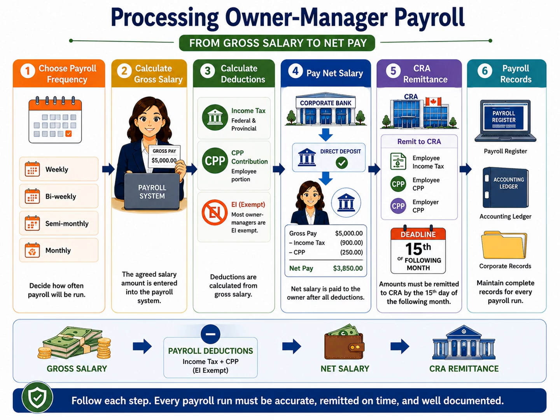The process begins by choosing the payroll frequency. Depending on the corporation's policy, the owner may be paid weekly, bi-weekly, semi-monthly, or monthly. Once the pay period arrives, the corporation calculates the owner's gross salary, which is the total amount earned before any deductions are made. The next step is to calculate the required payroll deductions.